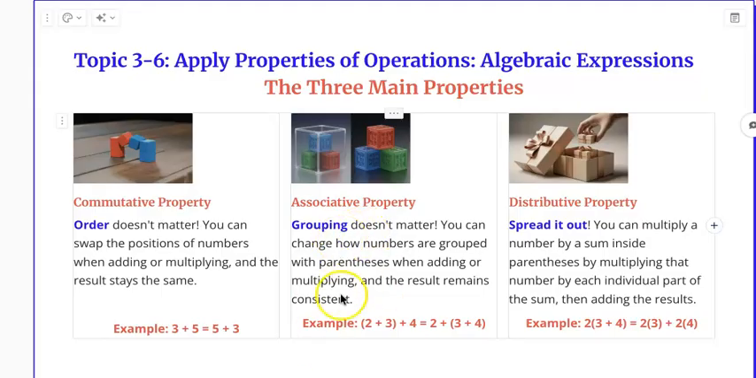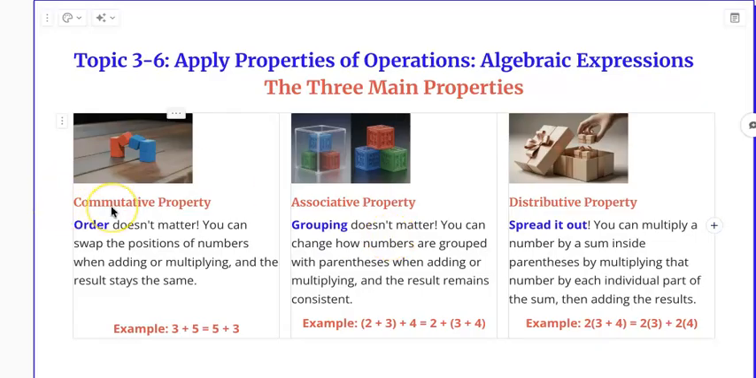Next, associative property. Associative property is, look at the definition, grouping doesn't matter. You can change how numbers are grouped with parentheses when adding or multiplying, and the results remain consistent. Take a look down at the bottom. 2, 3, 4. They grouped 2 and 3, then added 4. You're still going to get what? 9. And same numbers, 2, 3, 4. They group the 3 and the 4. You get 7 plus the 2, 9. So under associative property, just put grouping doesn't matter.